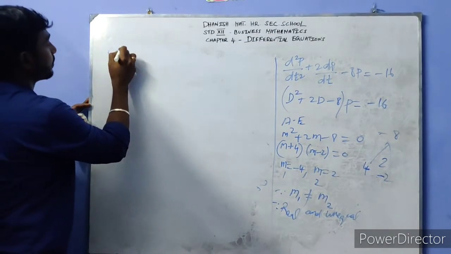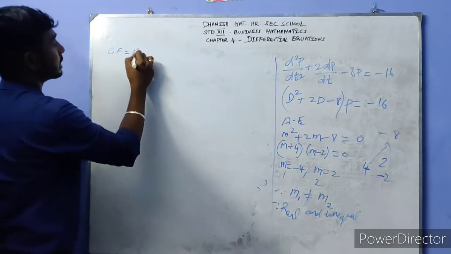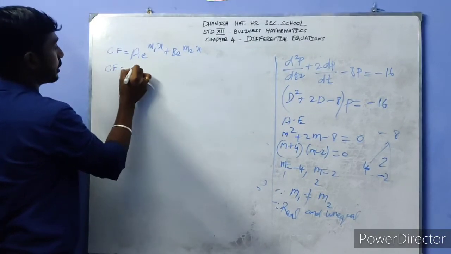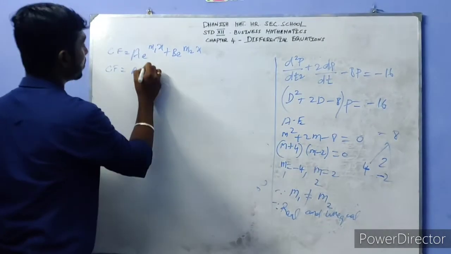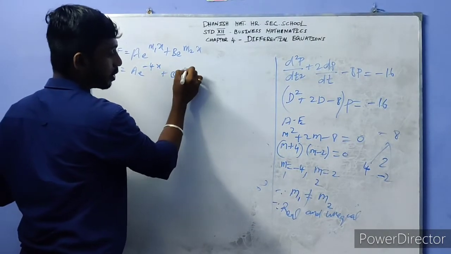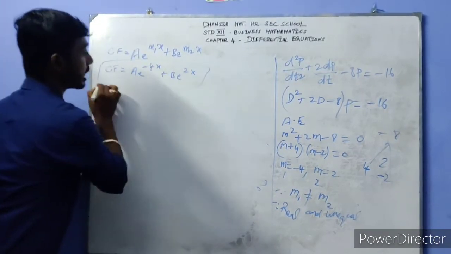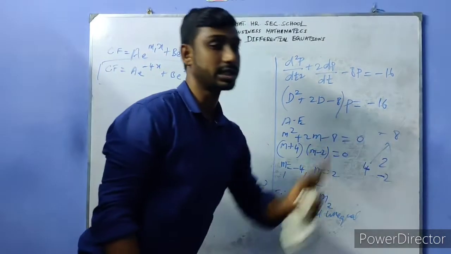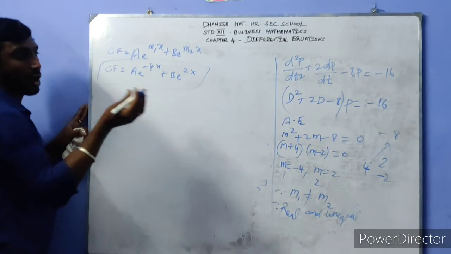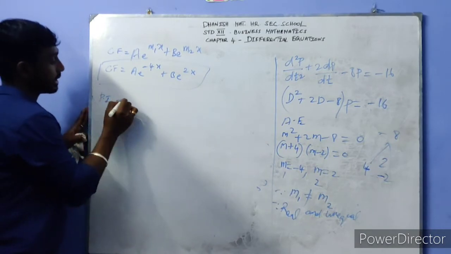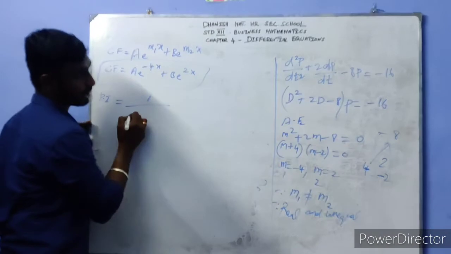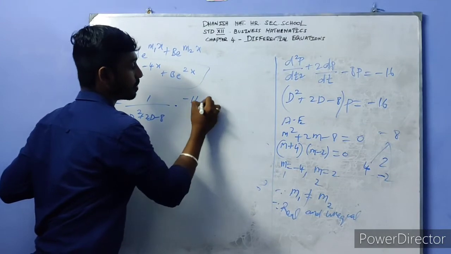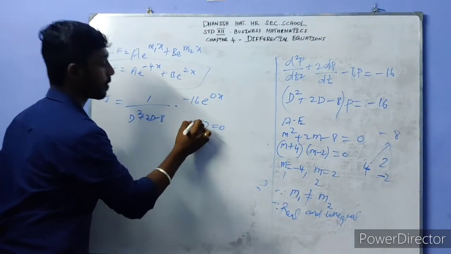We are going to find out the complementary function. m1 and m2 are not equal here, so CF equals a e power of m1x plus b e power of m2x. What is the m1 value? CF equals a e power of minus 4x plus b e power of 2x here. So CF is found. We are going to find out the PI value. Here we are given the value minus 16, a constant value. As we already saw in the last sum, PI equals 1 divided by d square plus 2d minus 8, into minus 16 e power of 0x, where d is equal to 0.